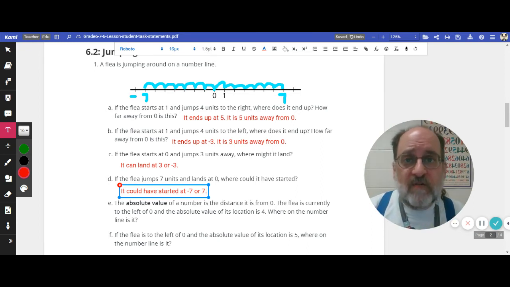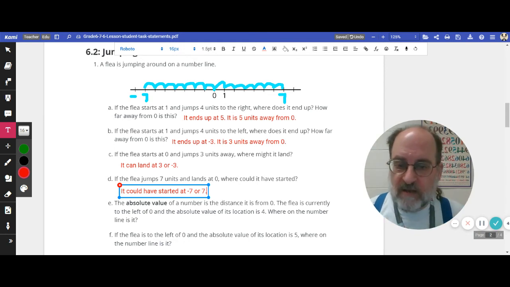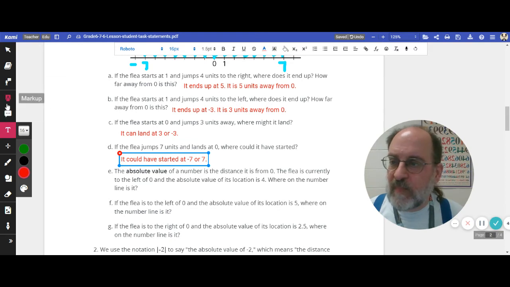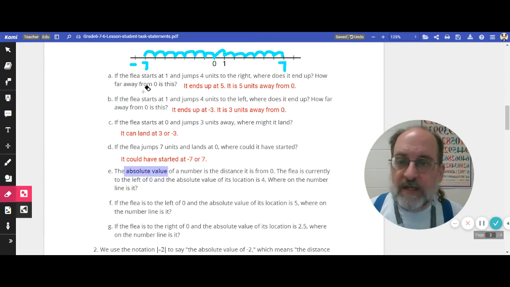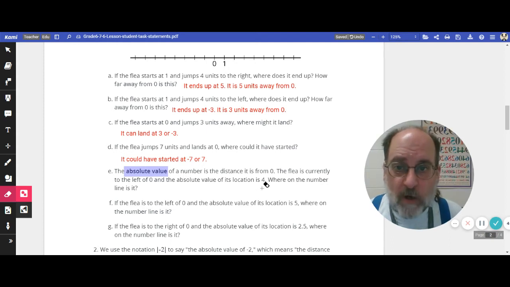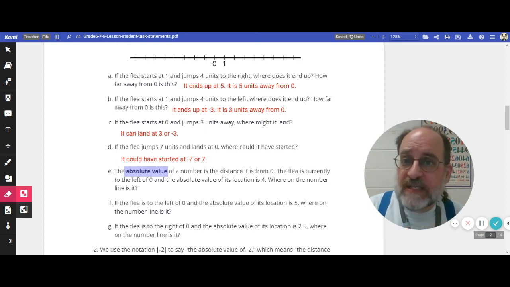All right, notice how we've been talking so much about distances here and units. We want to introduce our vocabulary for today, and that is absolute value. The absolute value of a number is its distance from 0. So I need to erase again because I want to talk about some problems. The flea is currently to the left of 0, over here, and the absolute value of its location is 4. Okay, so absolute value just means distance.